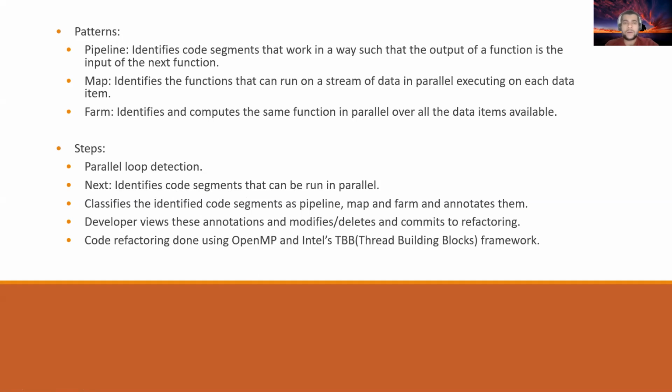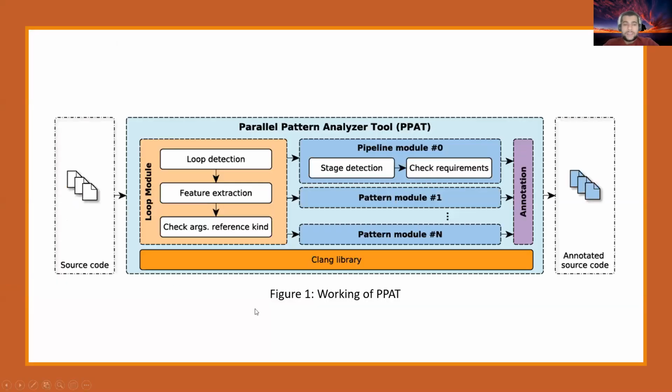And if he feels good with the results, he can just commit to them and refactor the code. So this is the basic working. You have the source code. This part will do loop detection, then feature extraction, and feature extraction includes checking some arguments for reference kinds, like is it by value or by reference.